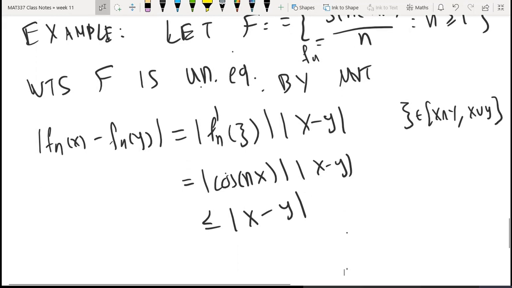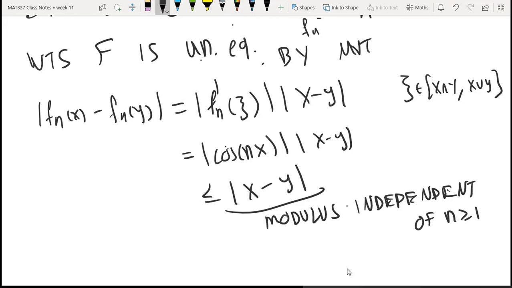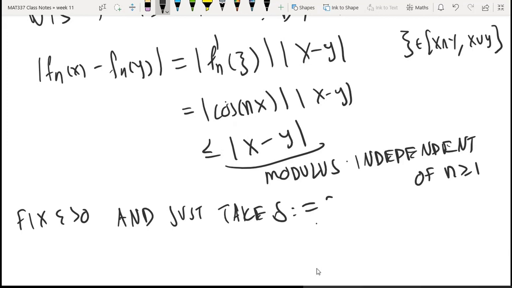You got a modulus that does not depend on n. So that's really how you get equicontinuity. So then, fix epsilon and just take delta to be epsilon. And that will give you the proof. Okay, so that's an example.